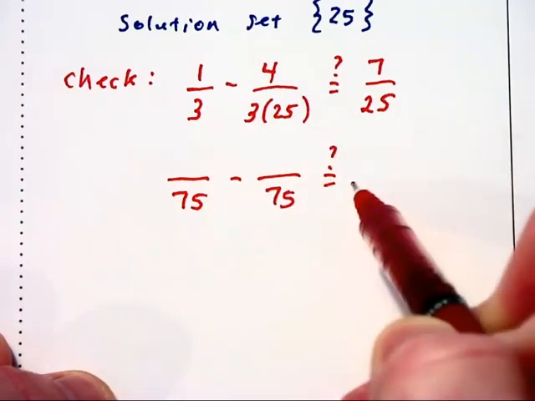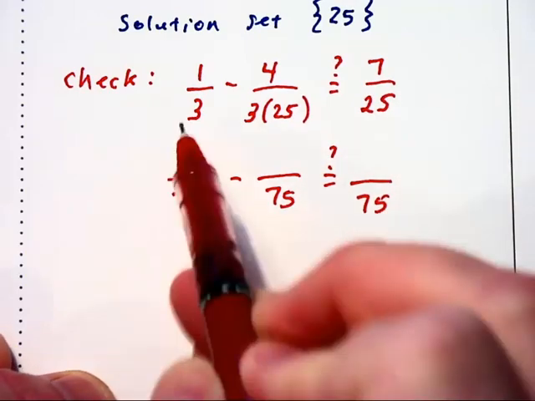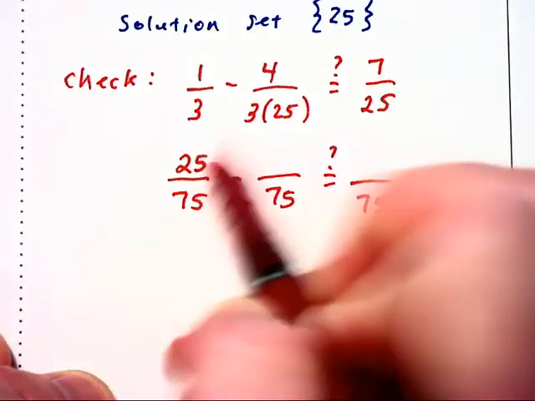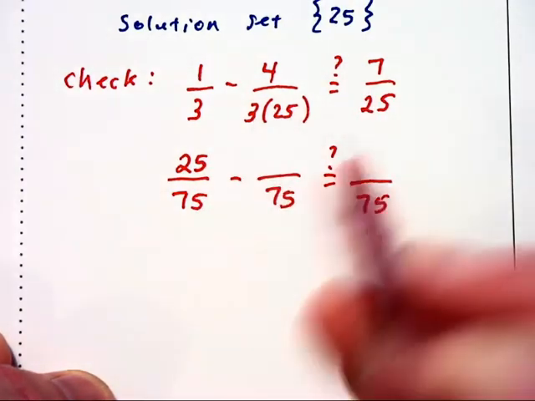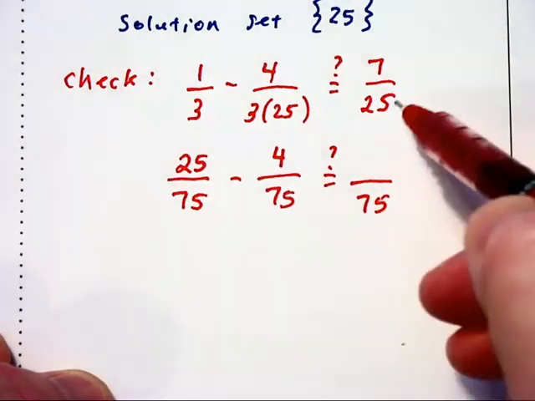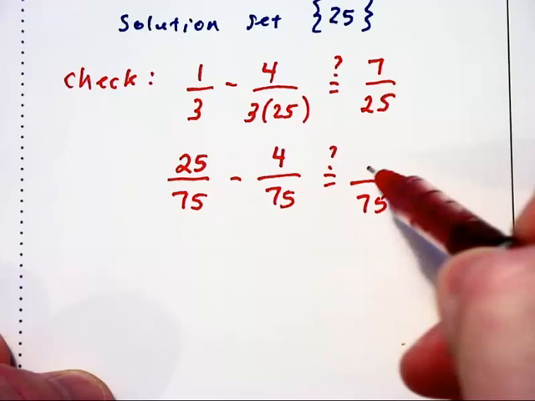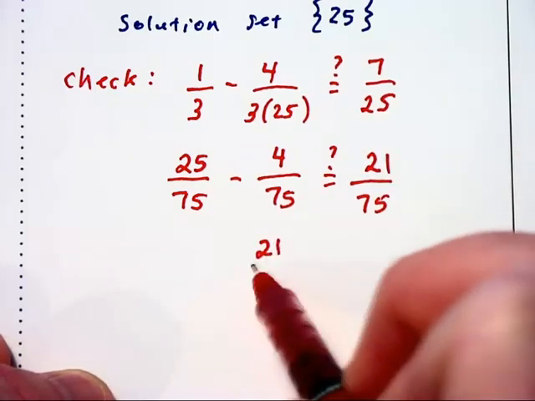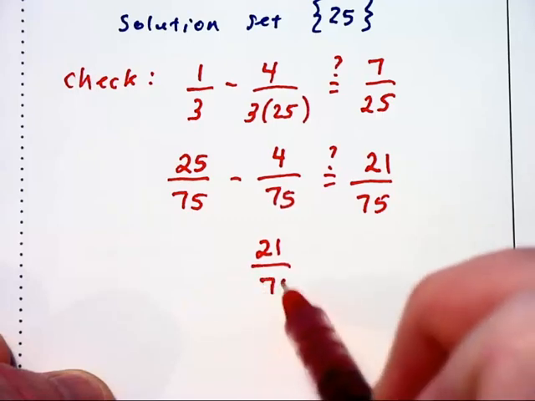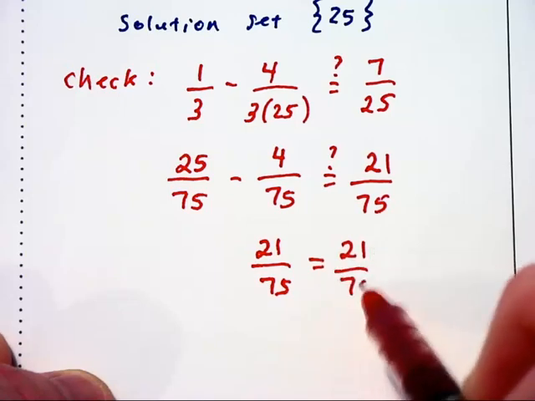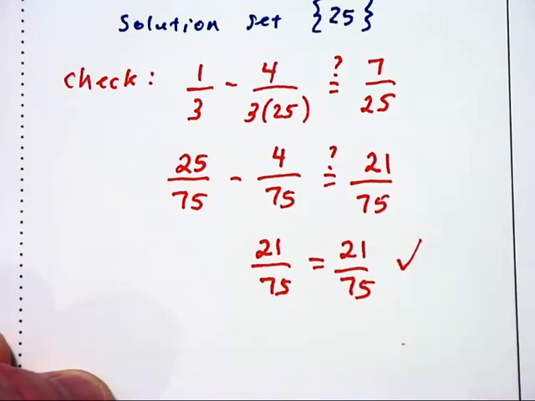Keep the question mark over the equal sign. In the first fraction, the denominator is getting multiplied by 25, so the numerator will also. In the second fraction, we already had 75 in the denominator, so the numerator will remain 4. And on the right, the denominator is getting multiplied by 3, so the numerator, 7 times 3, becomes 21. On the left-hand side, when we subtract, we find that we get 21 over 75, and that is equal to 21 over 75 on the right, and so the value t equals 25 checks in this equation.